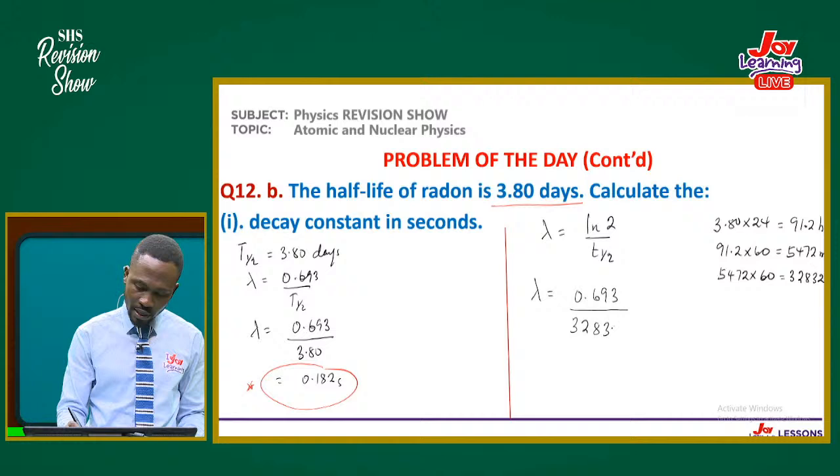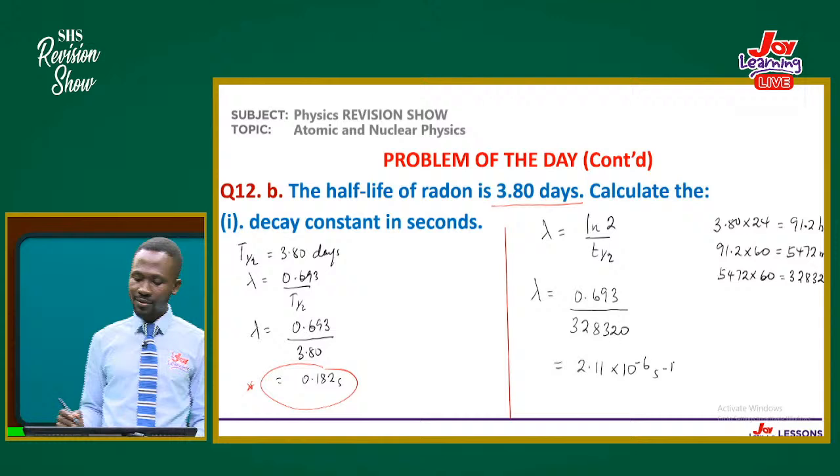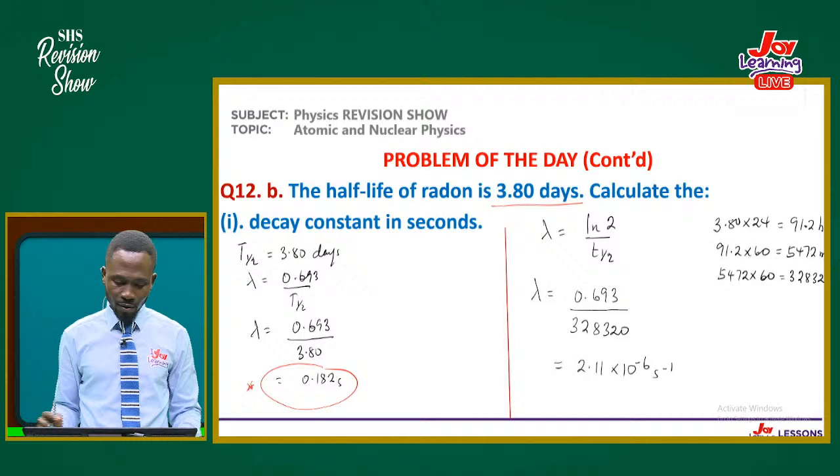So in that case, the decay constant will become 0.693/328320. And that answer should be 2.11 × 10⁻⁶ per second. Because it is that over that. That over that.